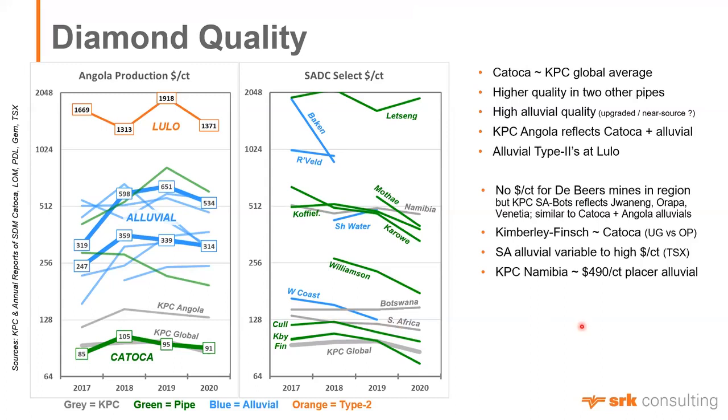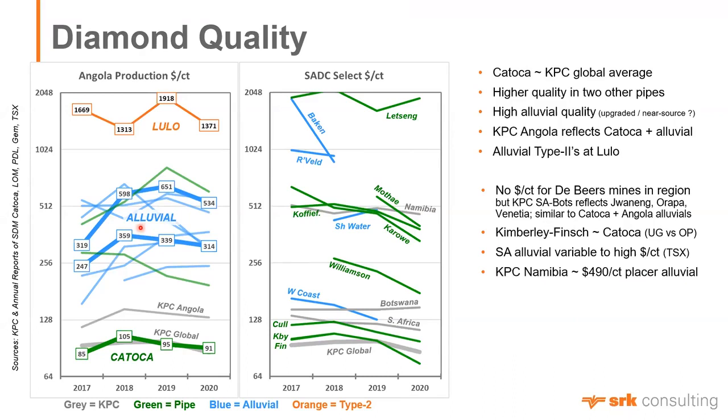But we have to remember that Namibia's KPC price point is basically all alluvial diamonds. They are very far traveled, but it's a placer alluvial, and you can see that's at about $490 a carat, very consistent through these 4 years, which is in the same price point that you get for alluvials in Angola.